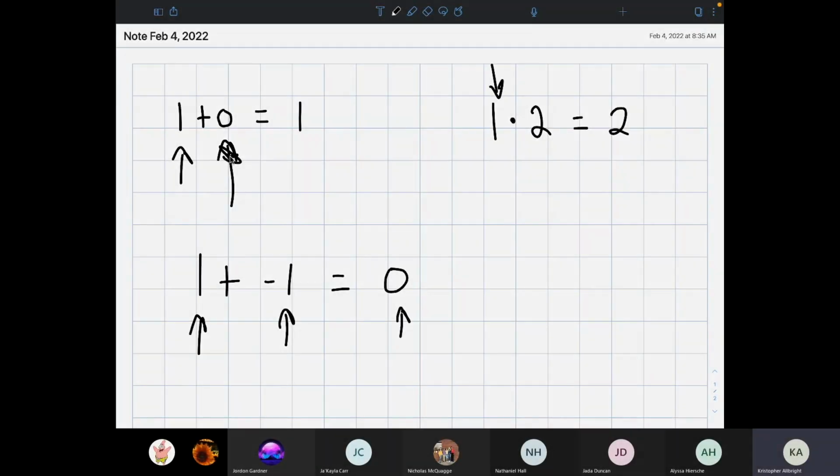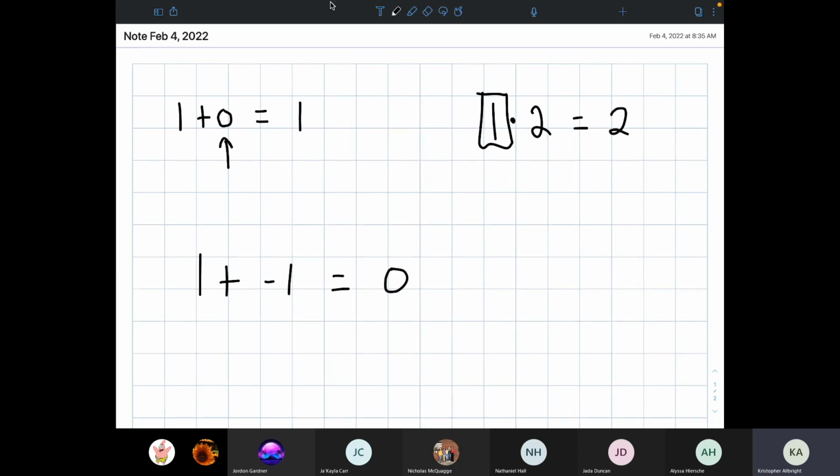The identity element, like we just said, is the element that you can add or multiply anything to and get the same thing out. With addition, it's 0. With multiplication, it's 1. An identity element is whatever you can multiply anything by, or add anything by, or divide anything by, and you'll get the same thing out no matter what.